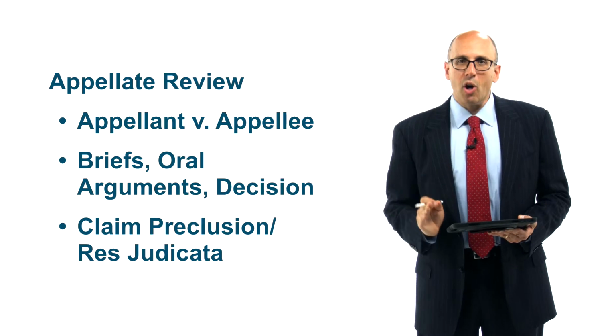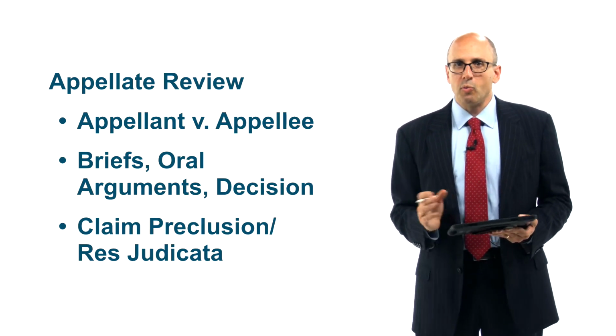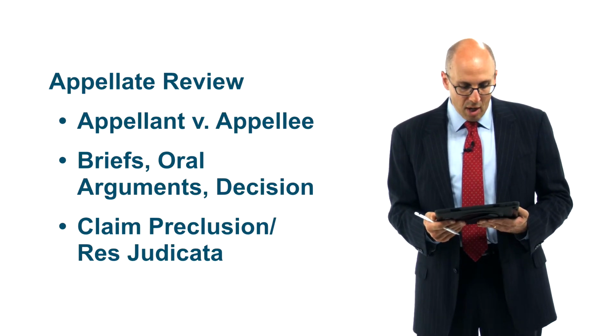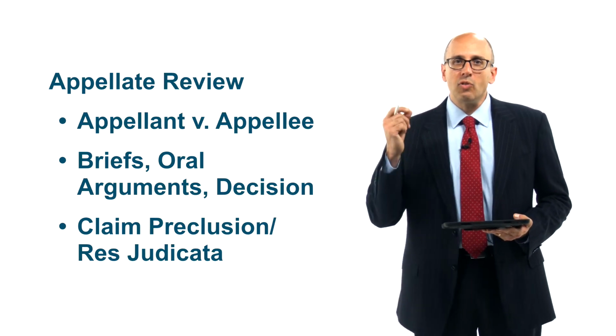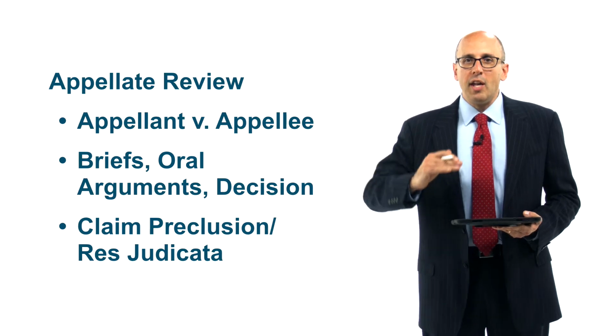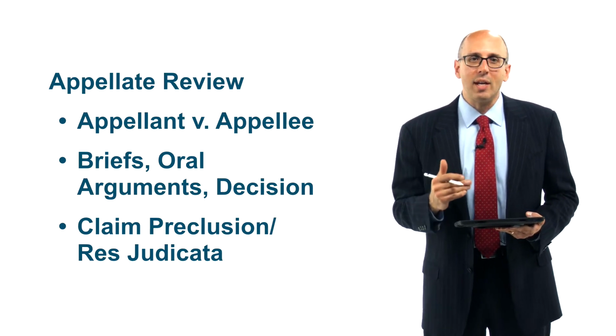And something called claim preclusion then kicks in, also sometimes called res judicata, which is just the Latin version of claim preclusion. The thing has already been decided. And the idea here is, once there's been a full adjudication and you've had your appeal, the case is over and you can't then bring it again.